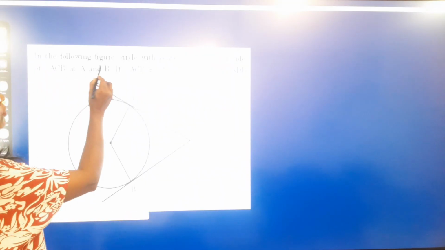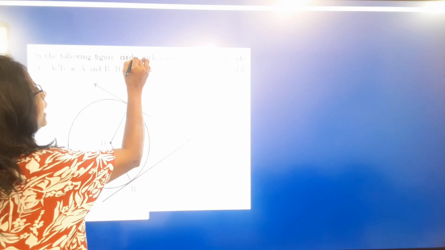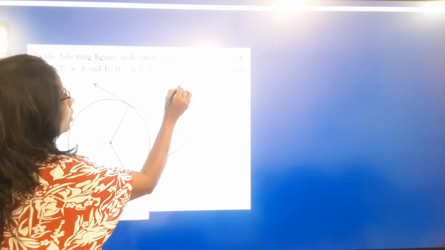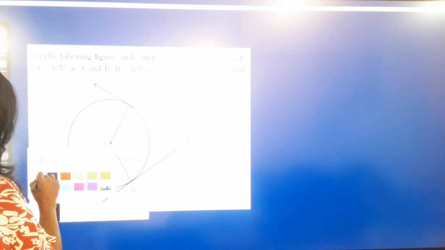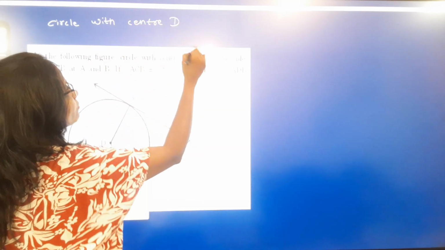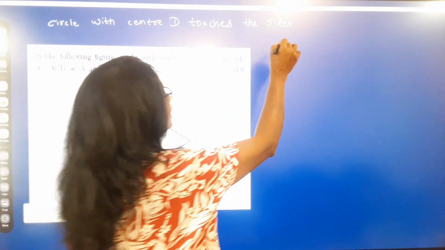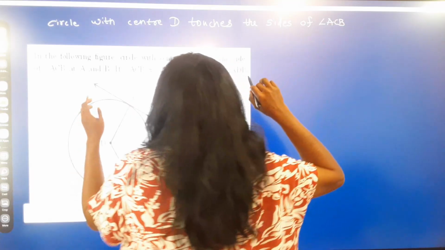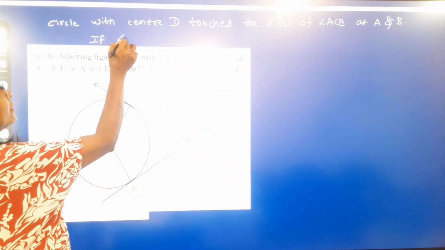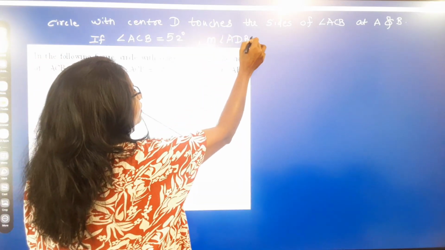The next example is, students, in the following figure, circle with center D touches the sides of angle ACB at A and B. If angle ACB is equal to 52 degree, then find major angle ADB. Okay, find major angle ADB.